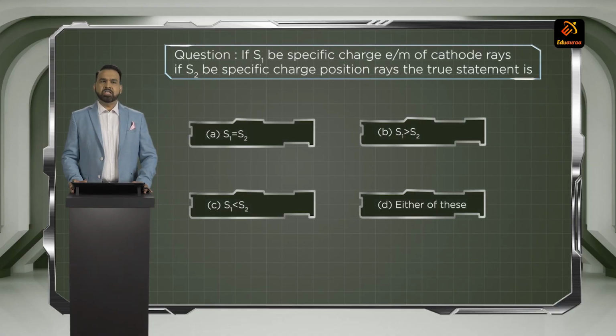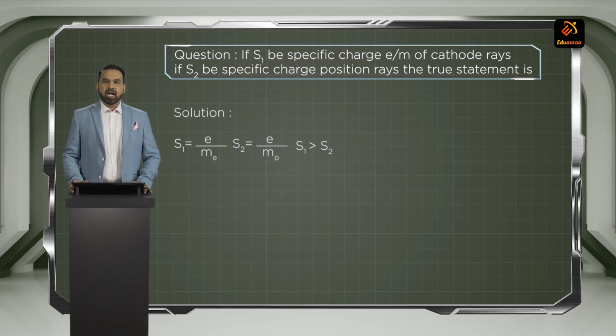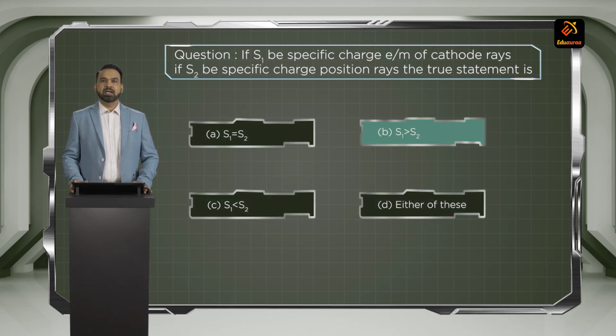If S1 be the specific charge, the e by m ratio, of cathode rays and S2 be that of the positive rays, then which is the true statement? We know that S2 is less than S1, or S1 is greater than S2. Choice B is the correct answer.